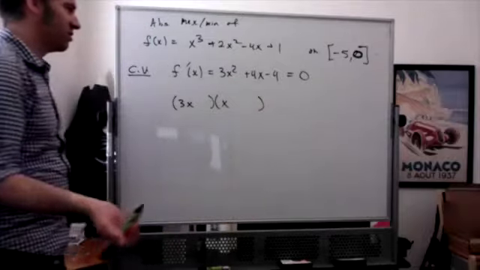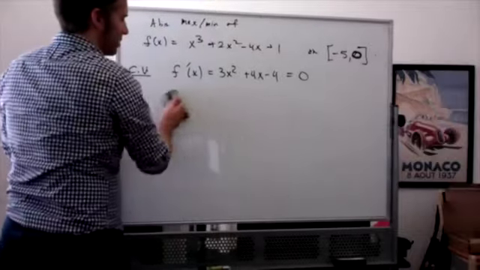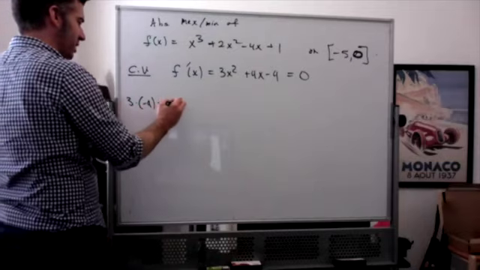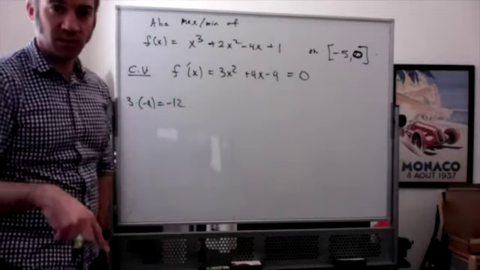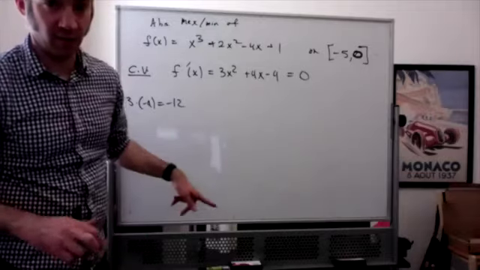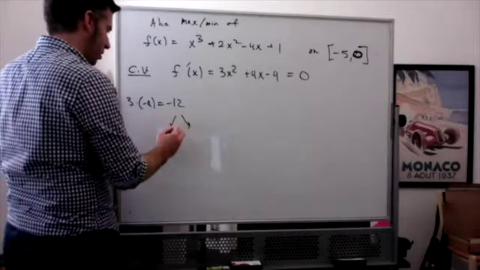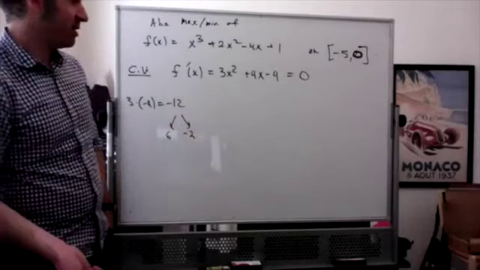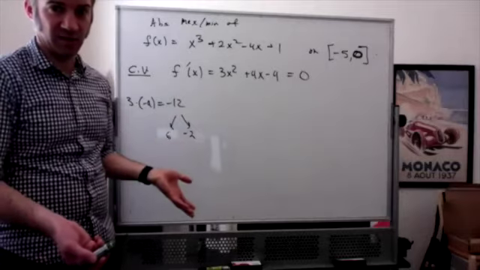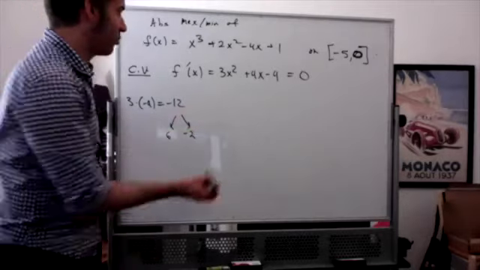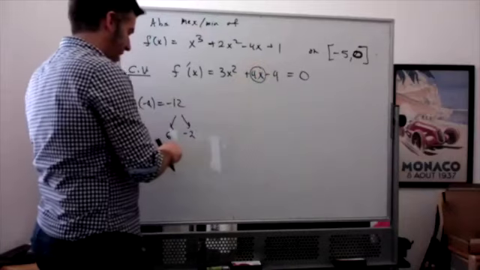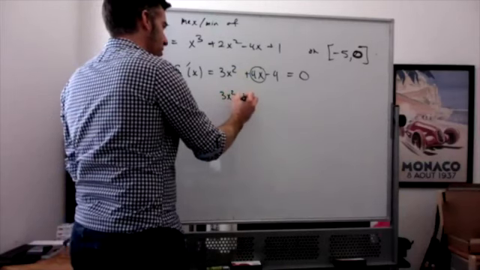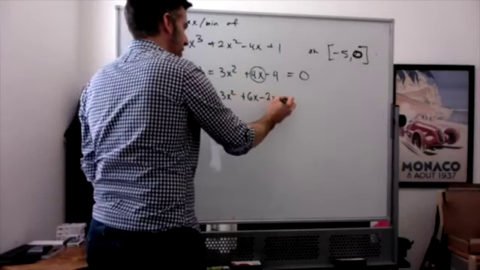There's a couple different ways of doing this. I feel like the way that is the most consistent is you do 3 times -4 is equal to -12. And then you need numbers that multiply to -12 and add to positive 4. The numbers that do that are positive 6 and -2. Now here's the place where people usually go wrong. They usually say it's x minus 6 times x plus 2. That's not it. What we have to do is rewrite the 4x as 6x minus 2x. So this becomes 3x squared plus 6x minus 2x minus 4.